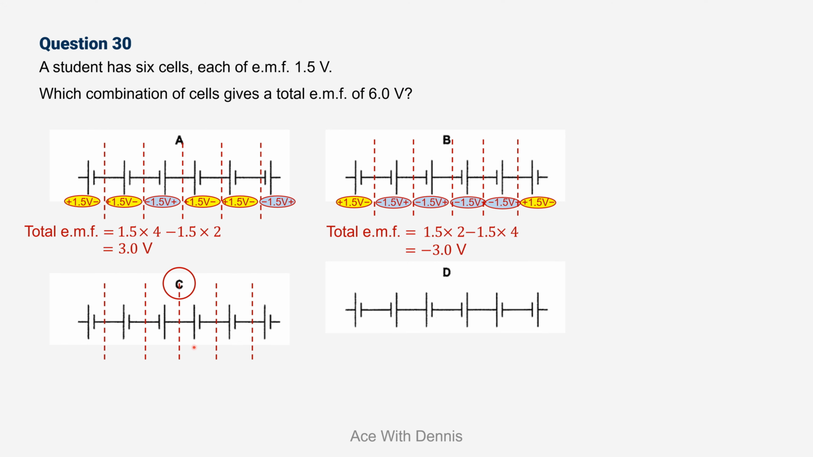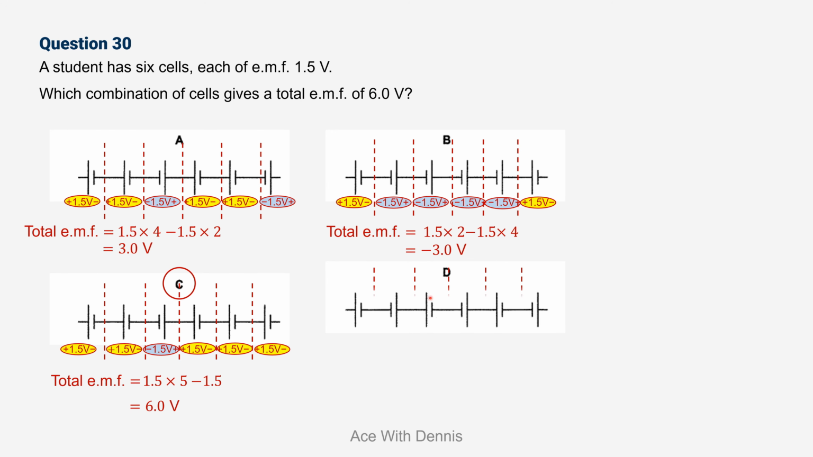Alright, now C, do the same thing. Each cell, this is positive 1.5 volt minus, positive 1.5 volt minus, and so on. Alright, so now we calculate the total EMF. The cells with positive 1.5 volts negative will be 1, 2, 3, 4, 5. We have 5 cells arranged in this manner, so it's times 5. And then only one cell is arranged in the opposite direction, hence we subtract 1.5, and we'll get 6.0 volts. Okay, so this is the answer that we want. So the answer will be C.